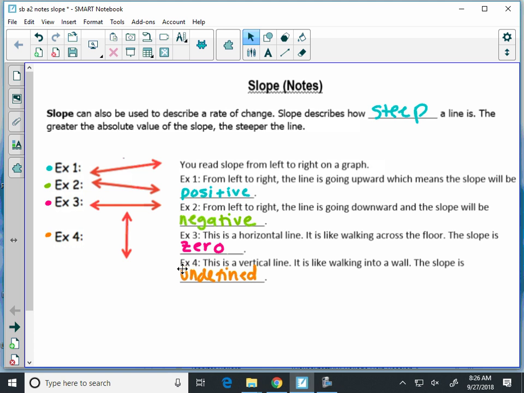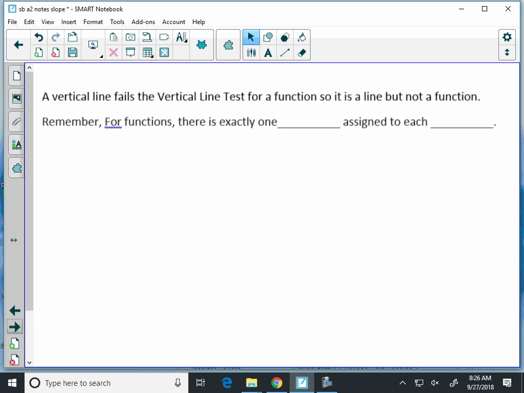Questions over that? A vertical line fails the vertical line test for a function. So it is a line, but not a function. Okay? Remember, for functions, there's exactly 1 y assigned to each x. You can't have x values repeated, so each x has 1 y. If x has more than 1 y, then it will be repeated. Okay?